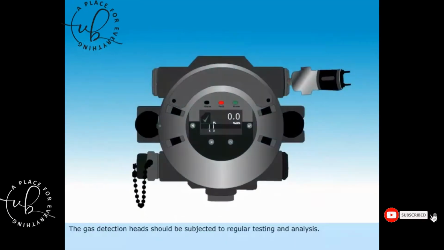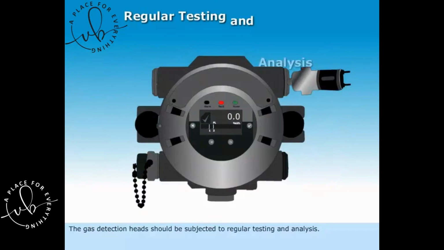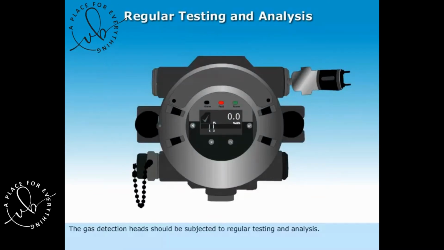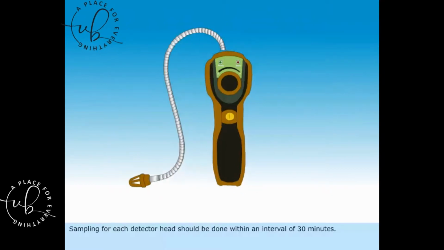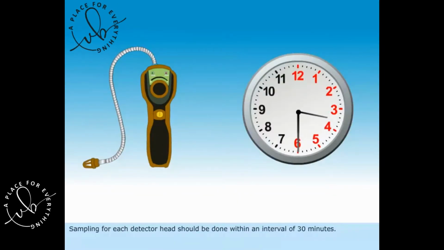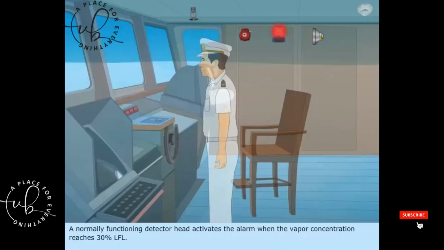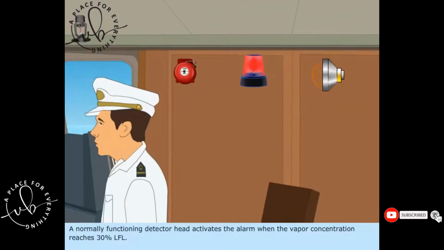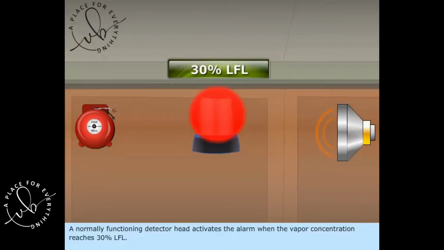The gas detection heads should be subjected to regular testing and analysis. Sampling for each detector head should be done within an interval of 30 minutes. A normally functioning detector head activates the alarm when the vapor concentration reaches 30% LFL.